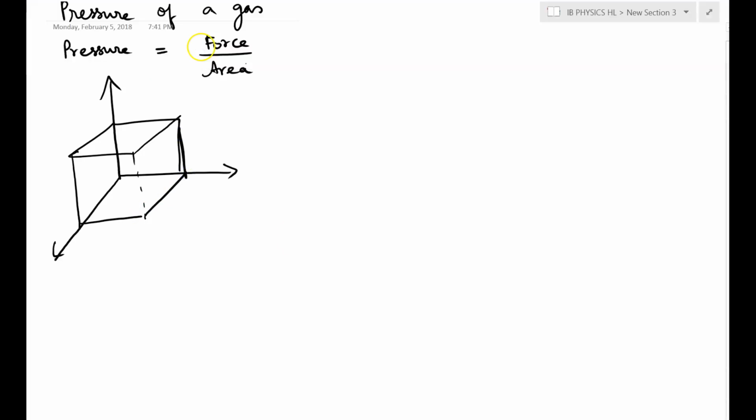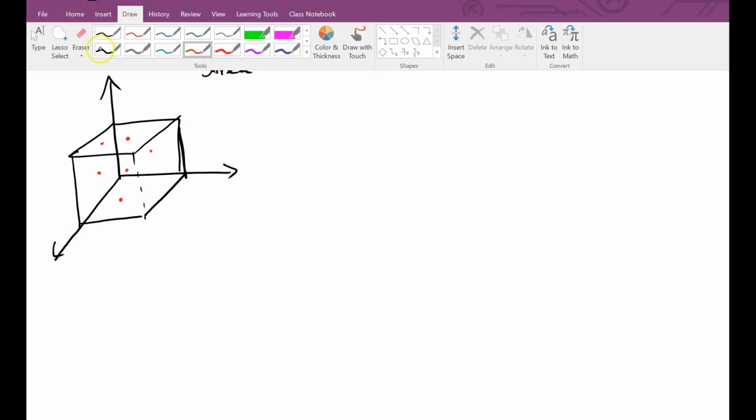So we know the molecules inside are all moving in random directions, and as they move, they constantly collide with the walls of the container. When they collide, they exert a force on the wall of the container. This force that is collectively exerted by the colliding molecules on any wall of the container divided by the area itself gives us the gas pressure. So let's calculate what is the pressure exerted by these gas molecules as they move.